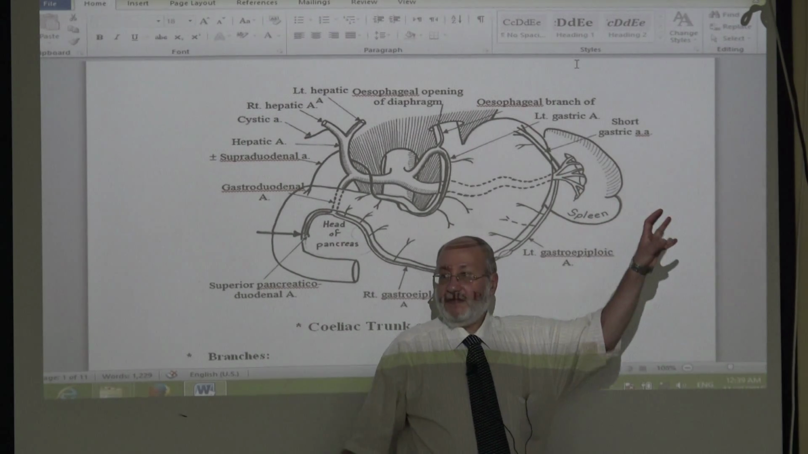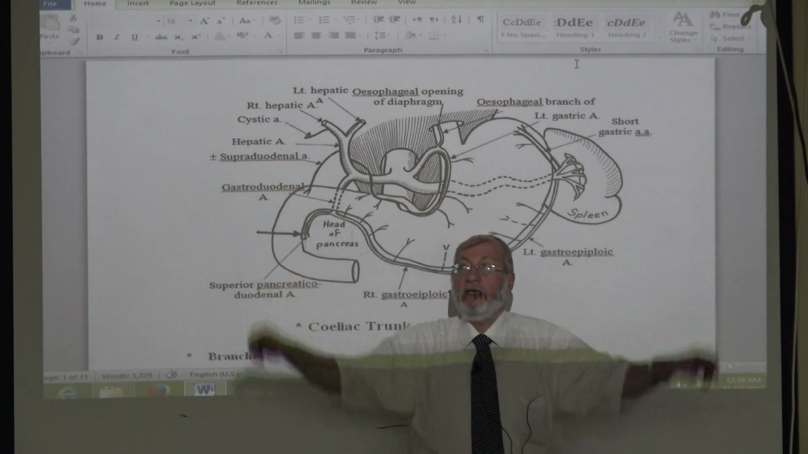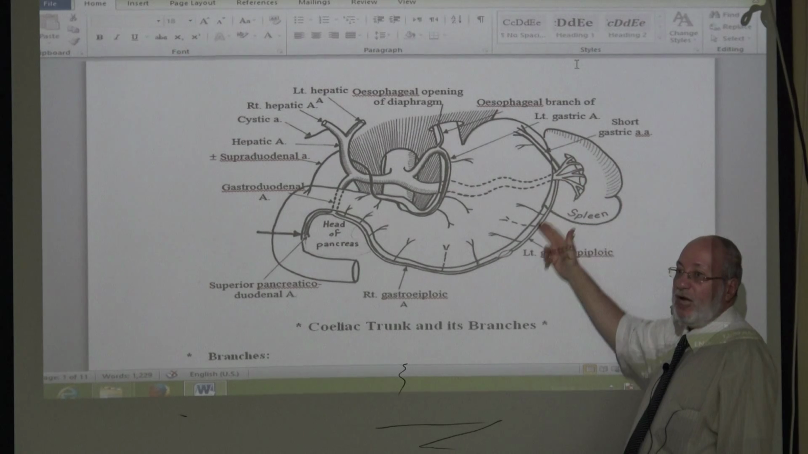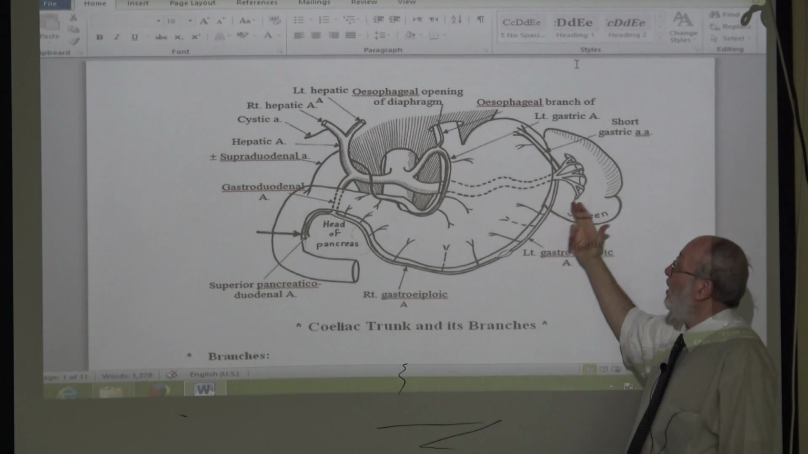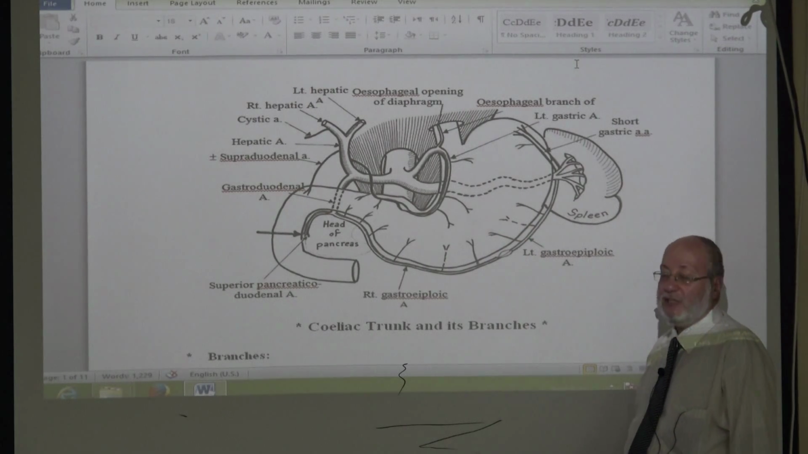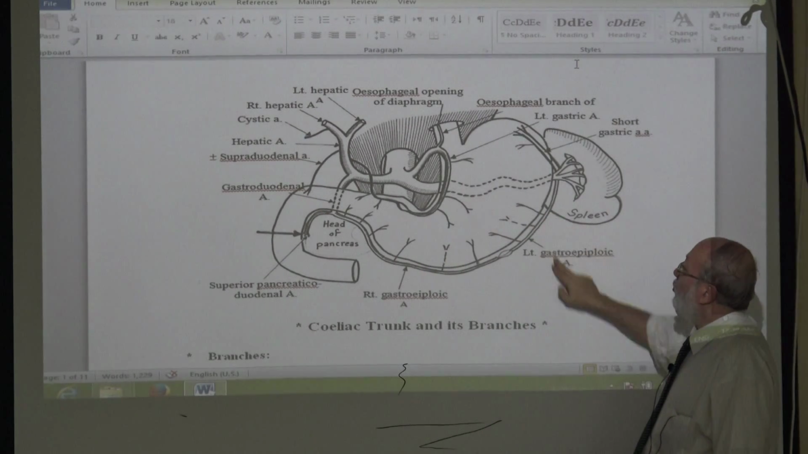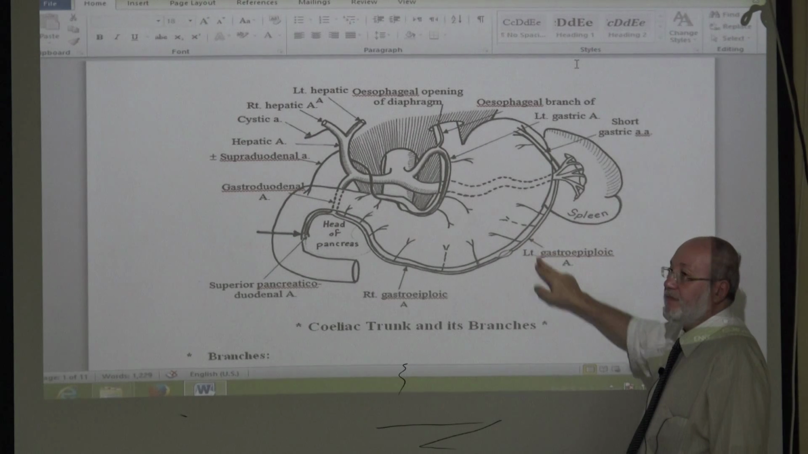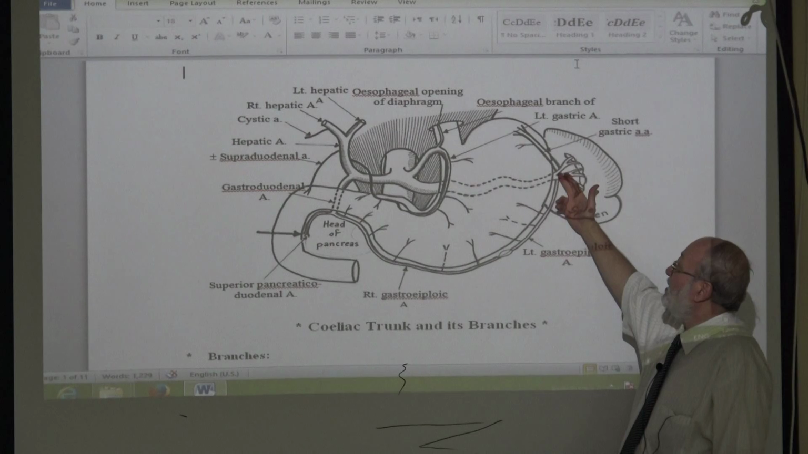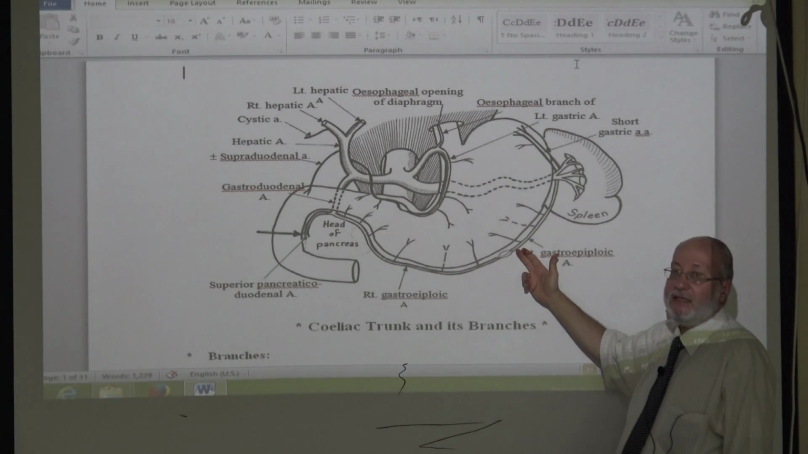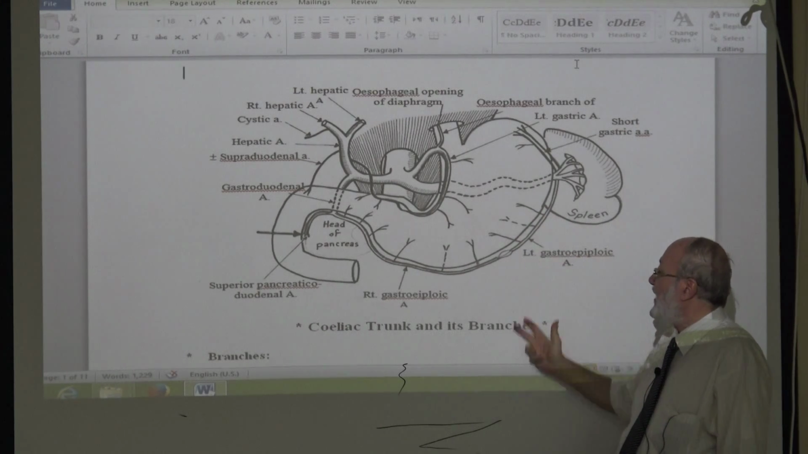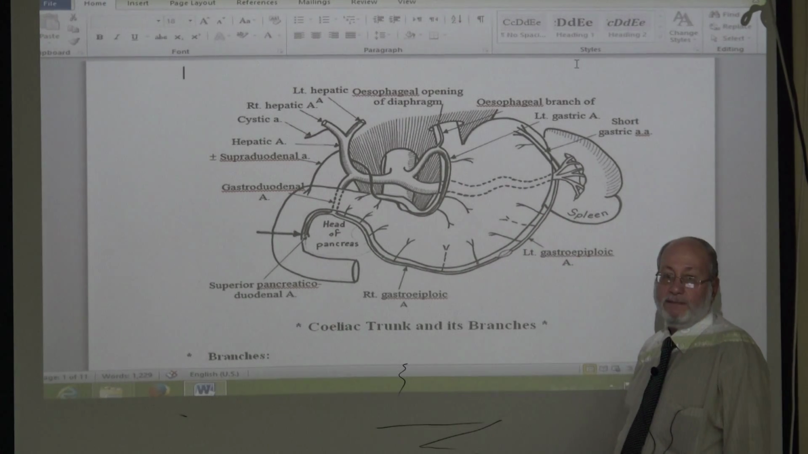The spleen is left and the liver is right. Since this artery runs on the greater curvature from left to right, it is called the left. This artery gives gastric branches. Therefore, it's left gastro, and gives omental branches. Therefore, it's called epiploic. Therefore, this is the left gastroepiploic artery. Gastro supplying the stomach, and epiploic supplying the greater omentum.